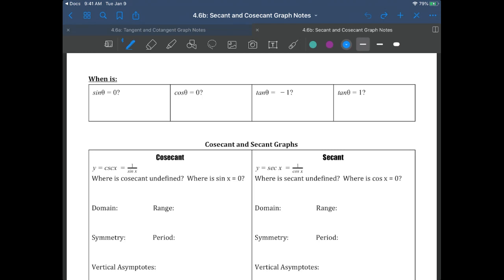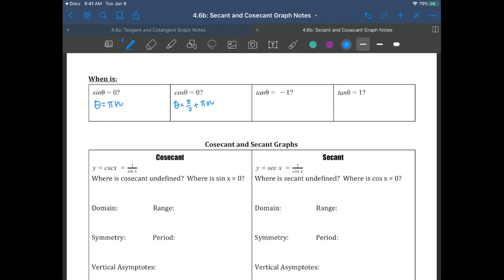Okay, so when is sine theta equal to 0? Remember, it's when theta is equal to pi n, where n is any integer. Cosine is 0 when theta is equal to pi over 2 plus pi n, every half a rotation.